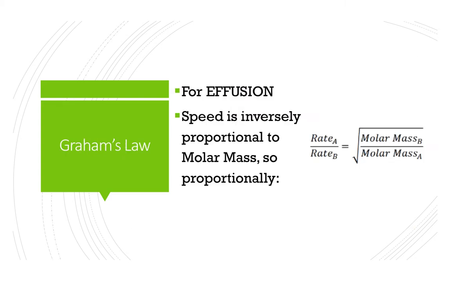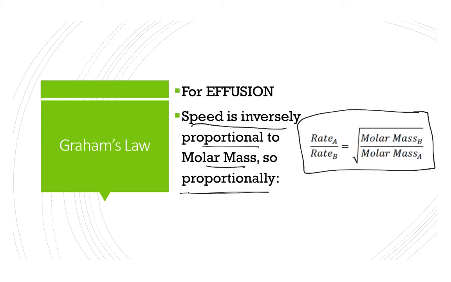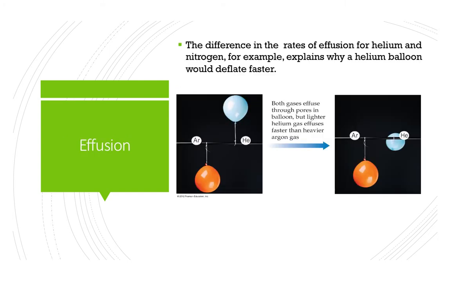So for effusion, we actually have a calculation that we can use for this when we refer to molar mass. So assuming we're at the same temperature, speed is inversely proportional to molar mass, right? Greater molar mass, less speed. So proportionally, if you want to compare how fast two substances, substance A and substance B, are going to effuse, you can figure out what the proportionality of the differences in their effusion rates are by taking the molar mass of B, dividing it by the molar mass of A, and taking the square root of that.